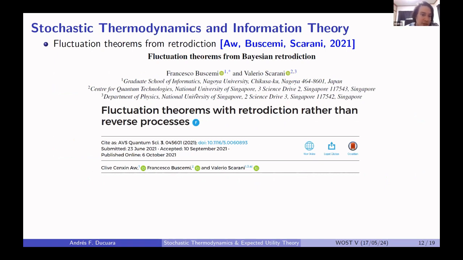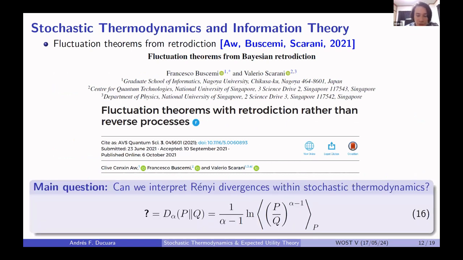And more recently, there have been some generalizations of fluctuation theorems, now taking the point of view of retrodiction. Admittedly, this was the starting point of this project. I was visiting Francesco in Nagoya, and we were talking about these things. And then we had the following question: given that the case for Kullback-Leibler and the case at plus infinity admit nice interpretations in terms of work, we were wondering if it was possible to do something similar for the running divergences.